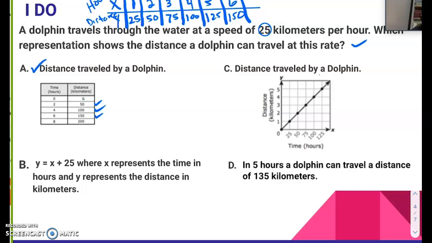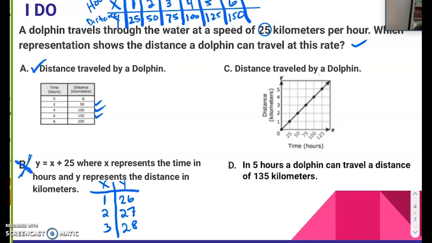B states that y is equal to x plus 25. So then I'm going to create myself a little table right here. X, Y. So if x is 1, y will be 26. If x is 2, y would be 27. If x is 3, it would be 3 plus 25, which would be 28. And I know B does not correspond to my table at the top. So we eliminate B.